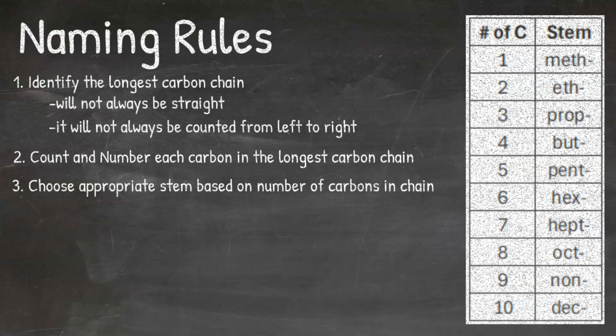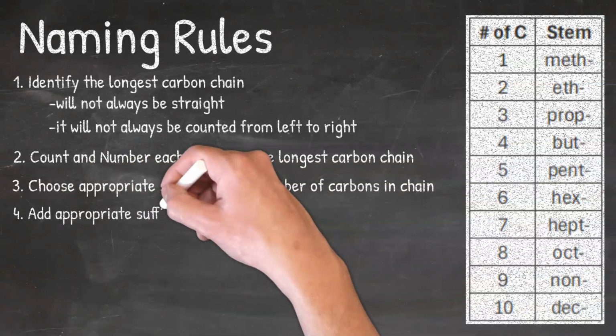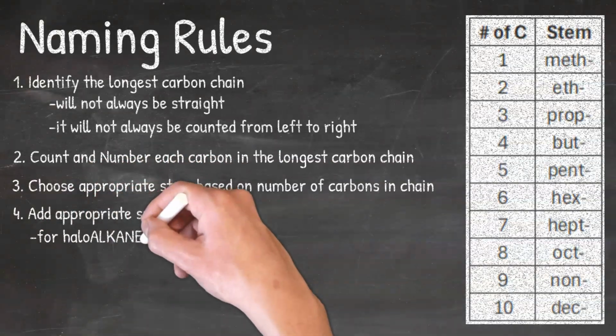Here is a list of the stems we will use if we had an organic molecule with a carbon chain that contained anywhere from 1 to 10 carbons. For 1, we would use meth, 2, we would use eth, all the way to 10, we would use the stem dec. These are the same stems that we use when naming alkanes and all other organic structures, so it is a good idea to memorize these. This video will only cover naming haloalkanes, which means there will only be a single bond in the molecules we look at. This also means we can use the ane ending like we did when naming alkanes.